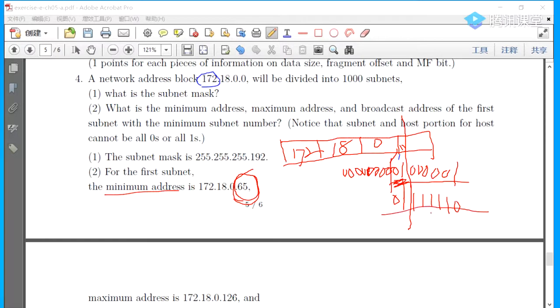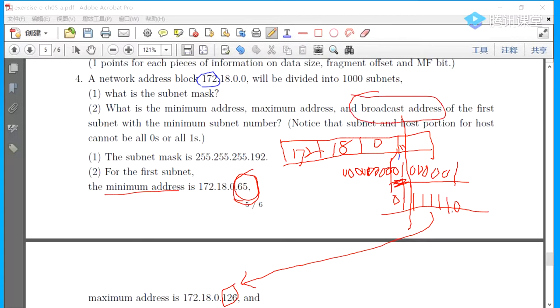So this binary notation is 128. We can get the maximum address. Right? So then what is the broadcast address?